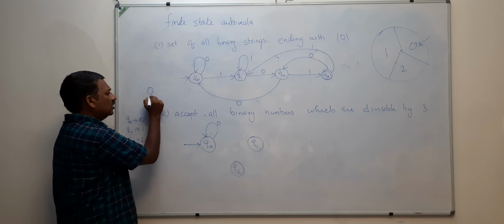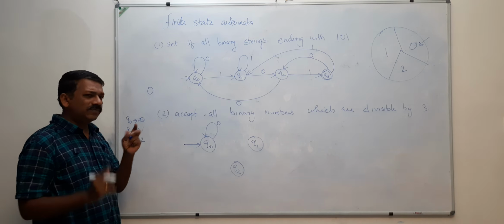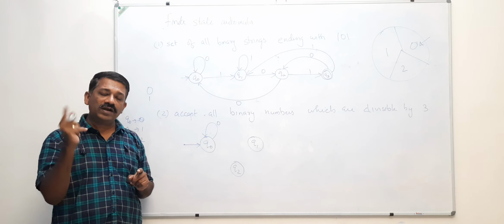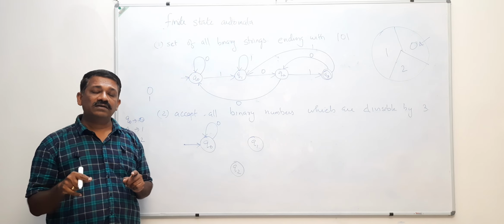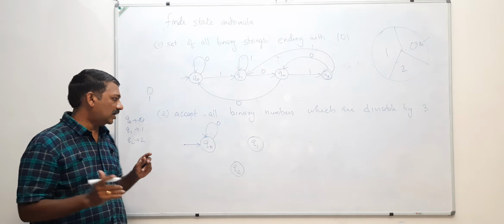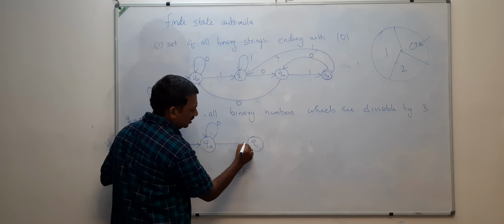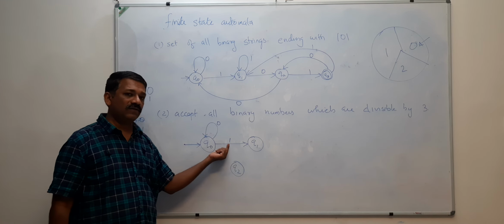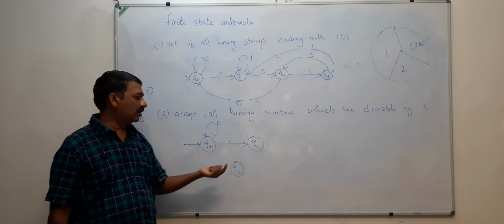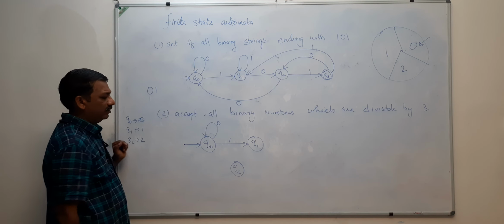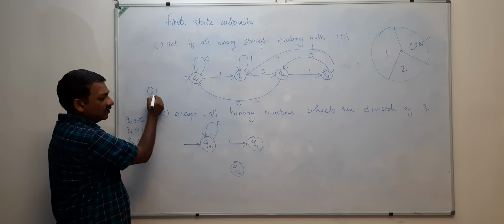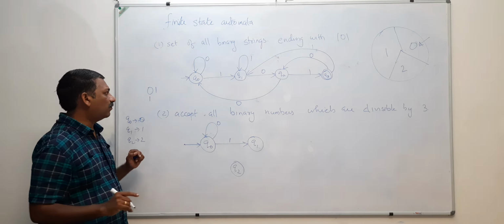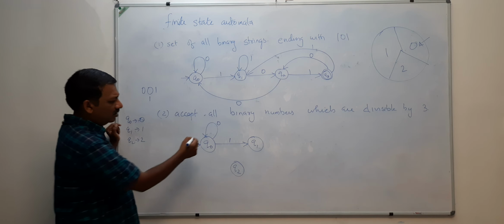Suppose that initially you have 1. What will happen? 1 in binary is 1, and when 1 is divided by 3, the remainder will be 1. That means in the initial state, if a 1 is coming, it will go to Q1. Suppose that you have 0, 1. 0, 1 is actually 1. When 1 is divided by 3, again it is generating a remainder of 1. Suppose that you have 0, 0, 1. Then what is that?